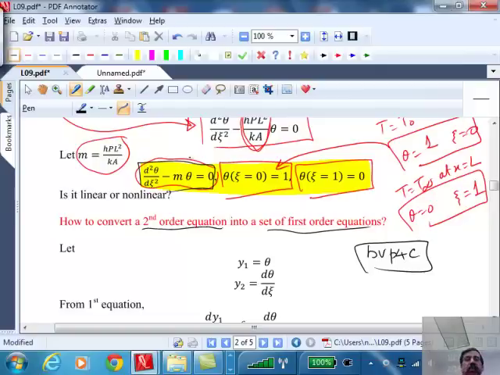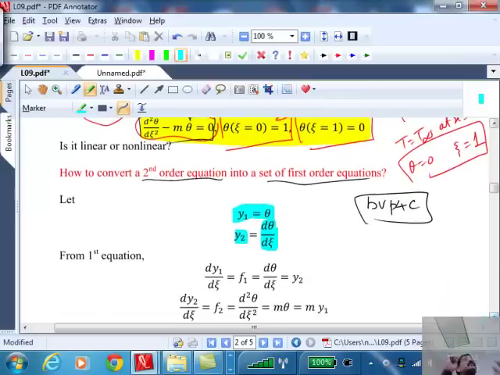Theta is my unknown. I'm going to now have a vector of equations. Two equations is a second order, right? So I'll have two elements in that vector. The first thing that I do is define theta to be a new variable y1. And then I define the derivative of theta to be the next variable y2. So instead of calling them theta and d theta d psi, I'm just calling them y1 and y2. So I have a vector y, which consists of two elements, y1 and y2. What is the meaning of y1? Same as theta. What is the meaning of y2? It's the derivative of theta with respect to psi.